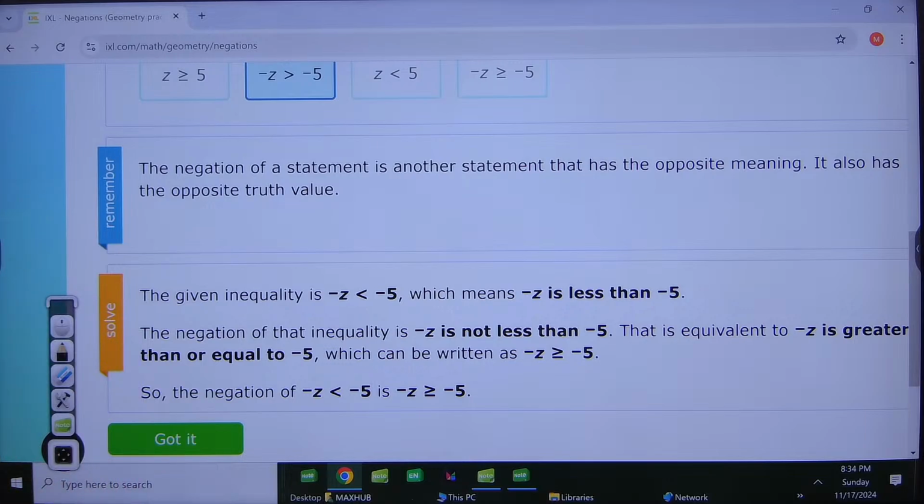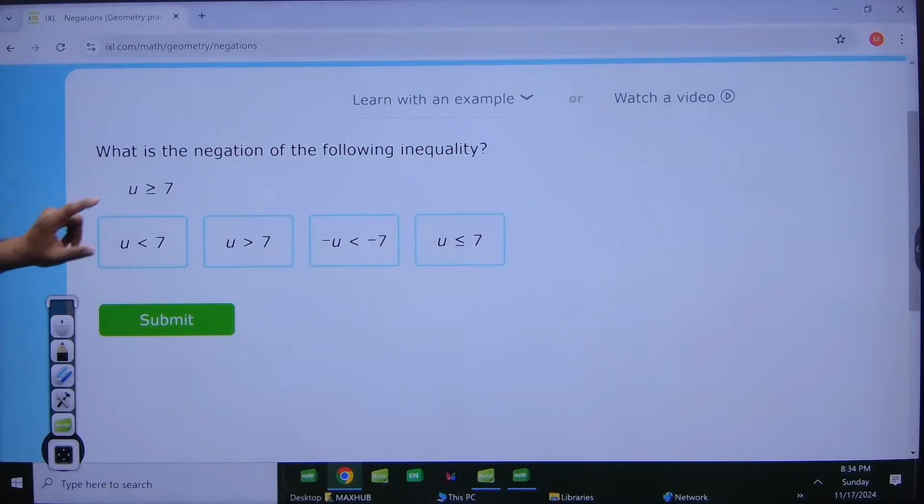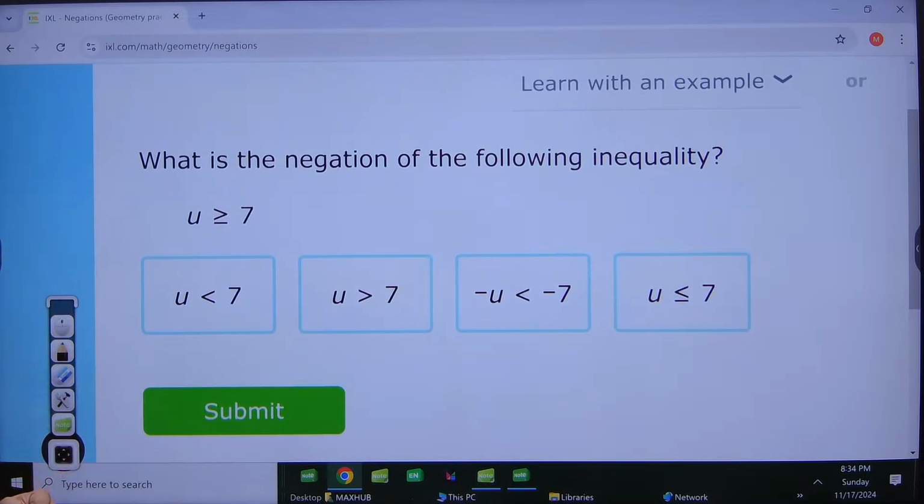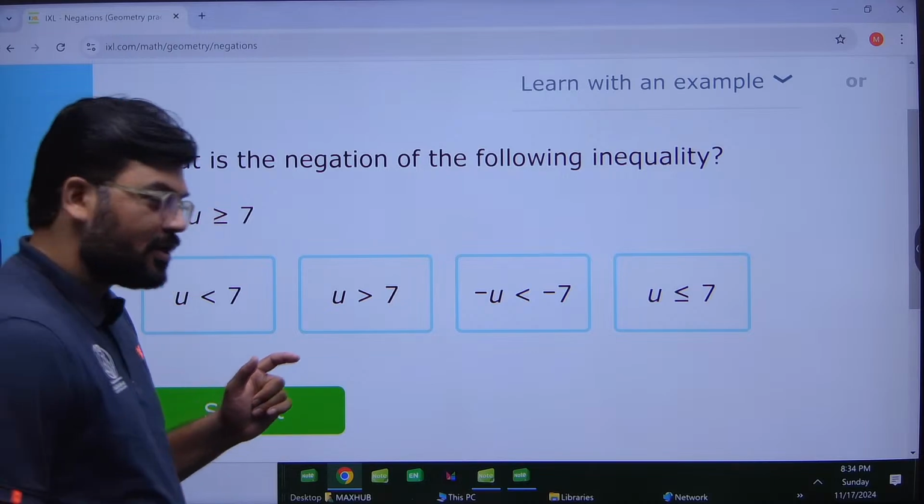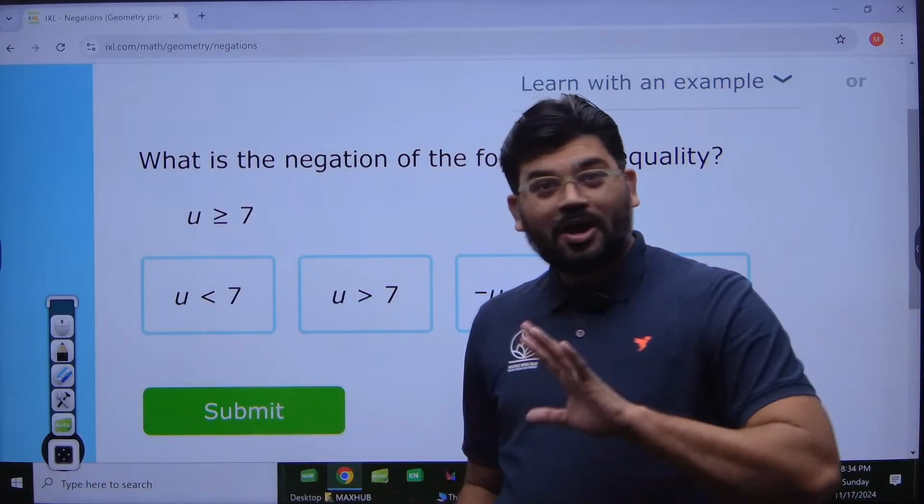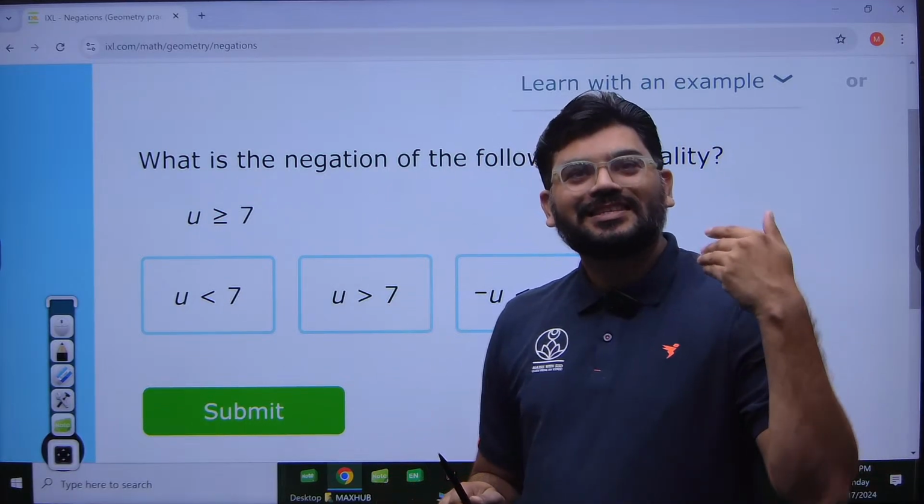Done, sir. U is greater than or equal to 7. What is the negation of this? Opposite. U is less than or equal to 7. No, you can't say less than or equal to, because equal to is already given. It is U less than 7.